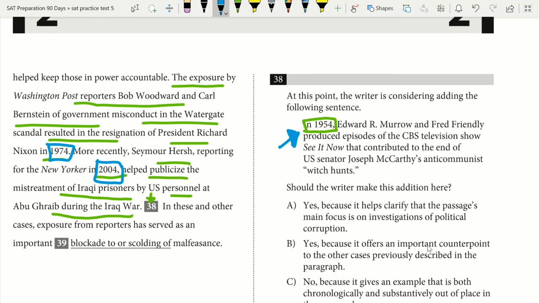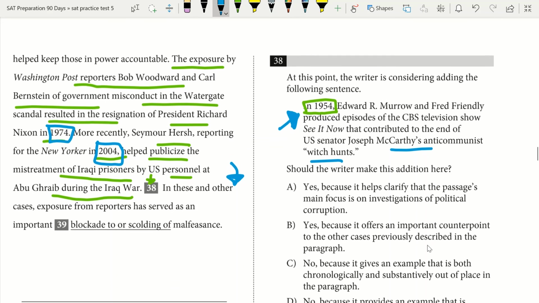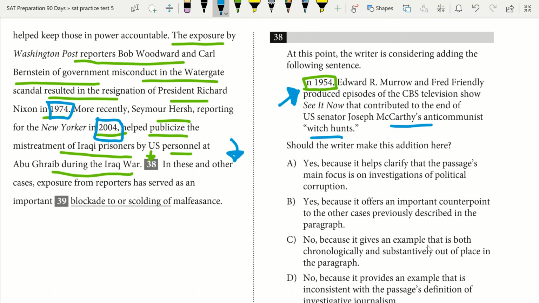But I'll go ahead and read on to see if I do need to add it for some reason, such as something following it in the next sentence. We have Edward R. Murrow and Fred Friendly produced episodes of the CBS television show See It Now that contributed to the end of U.S. Senator Joseph McCarthy's anti-communist witch hunts. In these and other cases, exposure from reporters have served as an important blockade to or scolding of malfeasance.